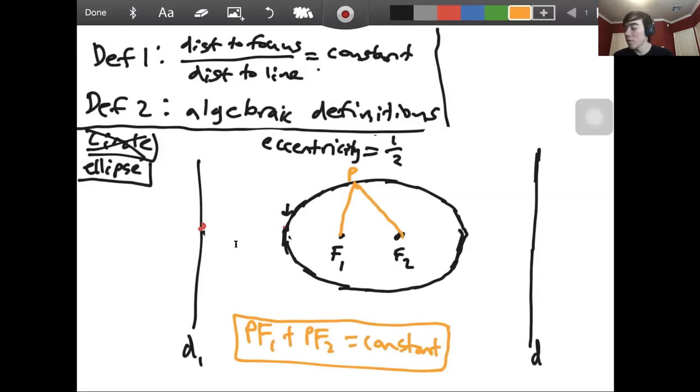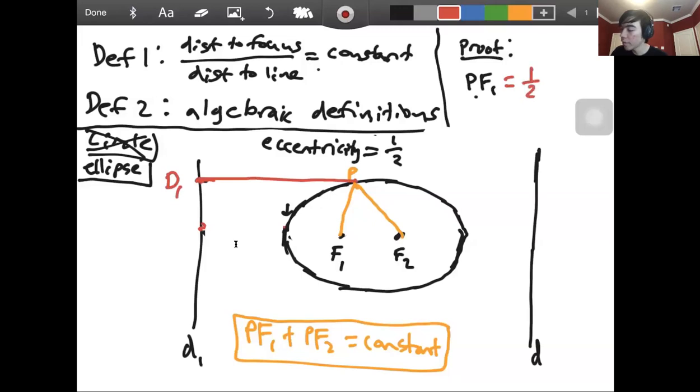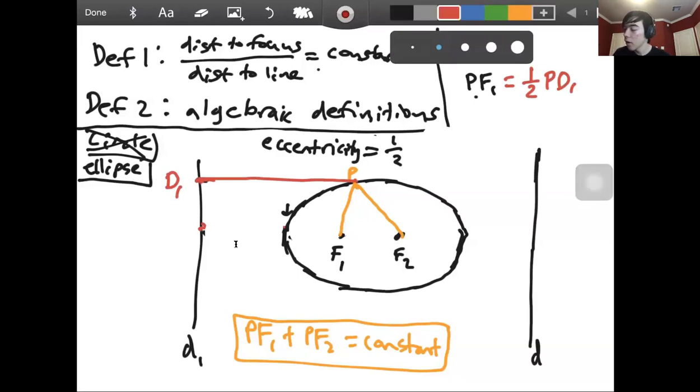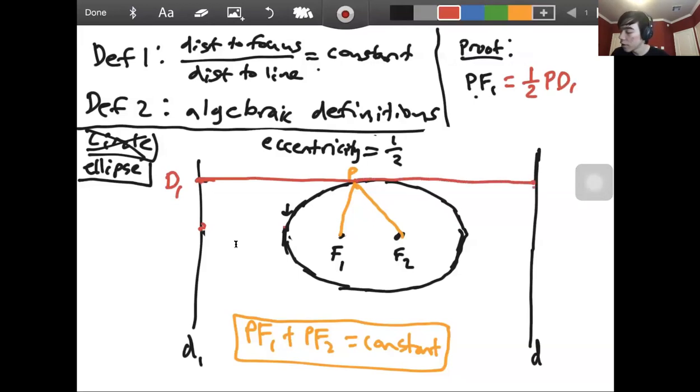But how do we prove this? Well, we can prove this using our focus definition. So we know that PF1 we can relate to this length over here, one half PD1, because we know that the eccentricity is a half. But we can also relate the other side to this length. Because there are 2 foci, instead of using this focus, we can instead use this focus. So PF2 is 1/2 PD2.